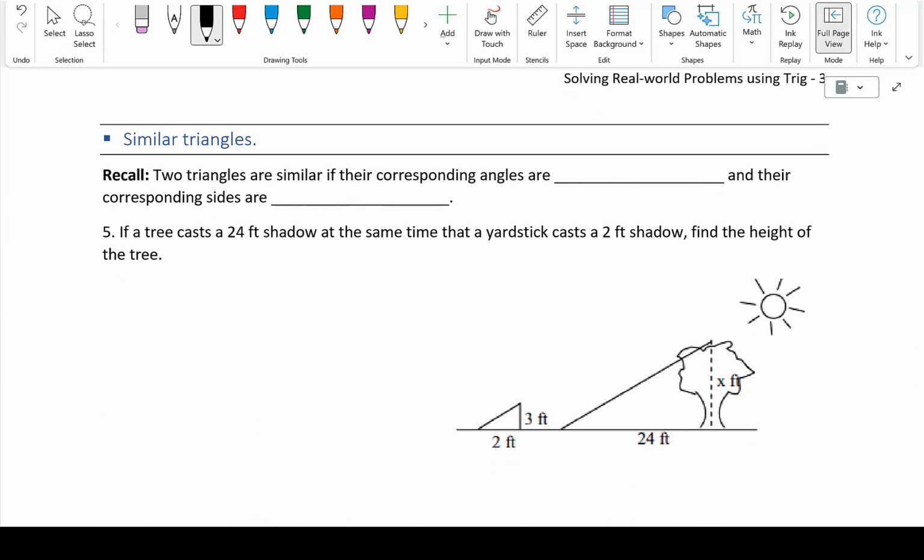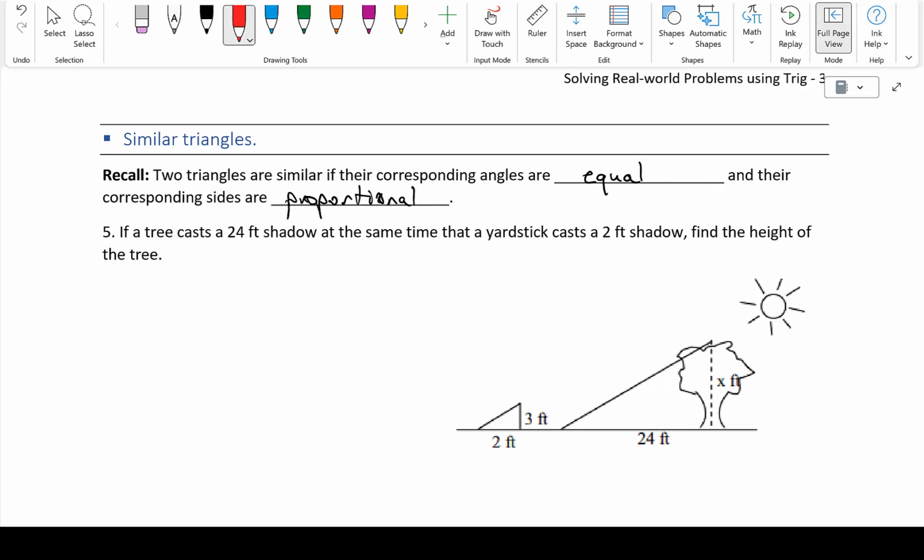All right, and we can go on to some similar triangles. Recall, two triangles are similar if their corresponding angles are equal, or you can put congruent if you remember that word, and their corresponding sides are proportional. So for 5, if a tree casts a 24-foot shadow at the same time that a yardstick casts a 2-foot shadow, we want to find the height of the tree.